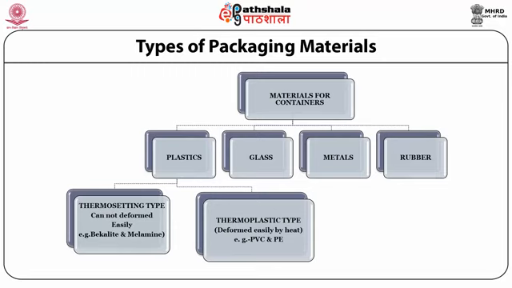Now, plastic is again divided into two types. The first one is the thermosetting type and another one is the thermoplastic type. The thermosetting type of plastic cannot deform easily. Examples are bakelite and melamine. While thermoplastics are generally deformed very easily by heat. Examples are polyvinyl chloride and polyethylene.